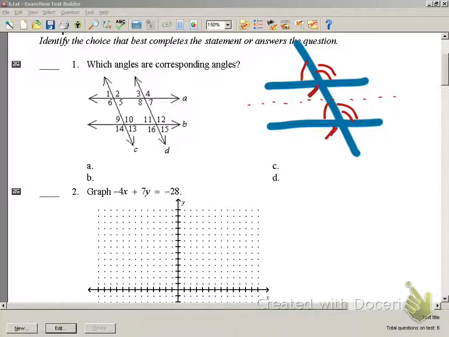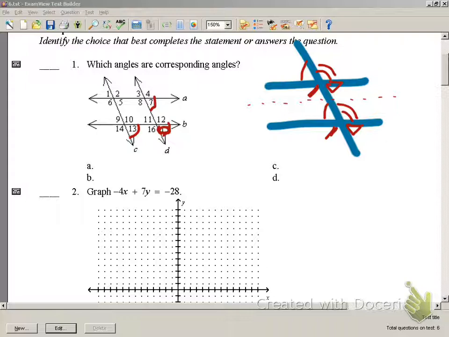This angle and this angle are corresponding to each other. And then finally this angle and this angle are corresponding. So now with question number 1, it says which angles are corresponding angles. There are many corresponding angles in this particular figure. If we're looking at angle 1, angle 3 and angle 9 are all corresponding to angle 1. If we're looking at angle 15, angle 13 and angle 7 would be corresponding.